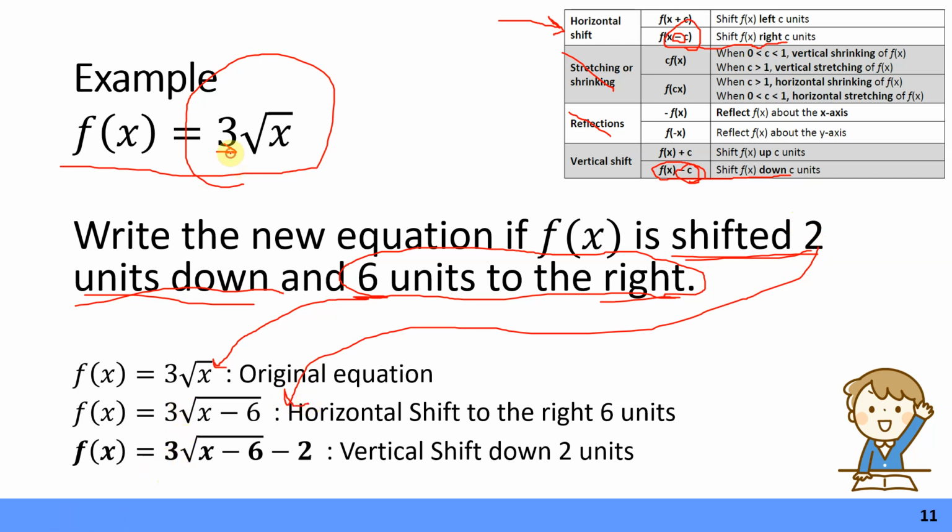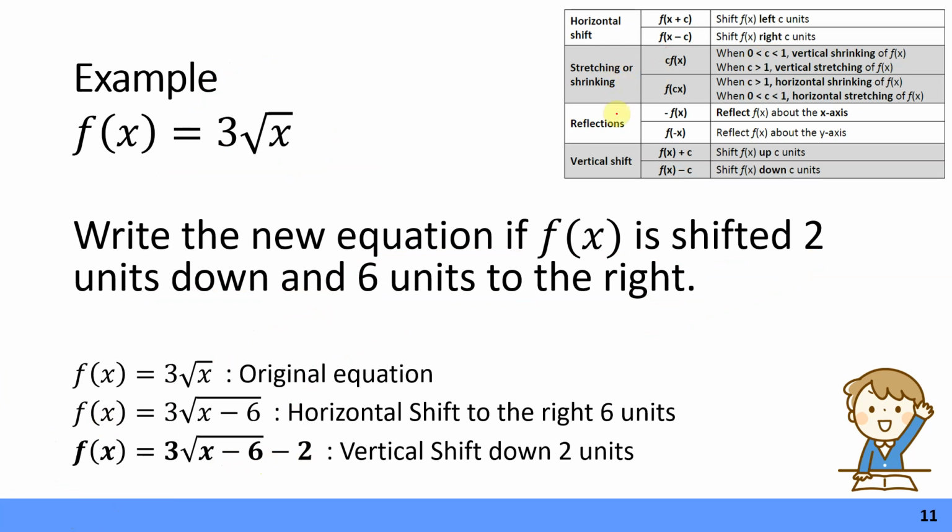So again, this was the original equation. So the 3 and the x are still there. But since they applied two transformations, I had to put them in the equation. And again, you don't have to memorize where things go. That's what the table is for.